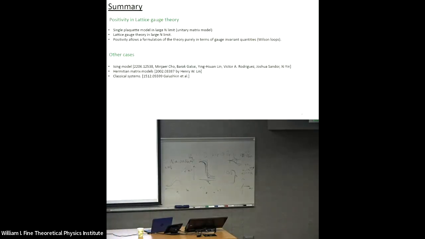So what I'm going to try to use is this type of positivity in lattice gauge theory. I'm going to describe the single plaquette model, or unitary matrix model, and lattice gauge theories in 2, 3, and 4 dimensions. The idea is that this positivity allows a formulation of the theory purely in terms of gauge invariant quantities, as I'm going to discuss. Actually, Yuan Xing gave a very nice talk this morning, and perhaps I'm giving the boring version of his talk.